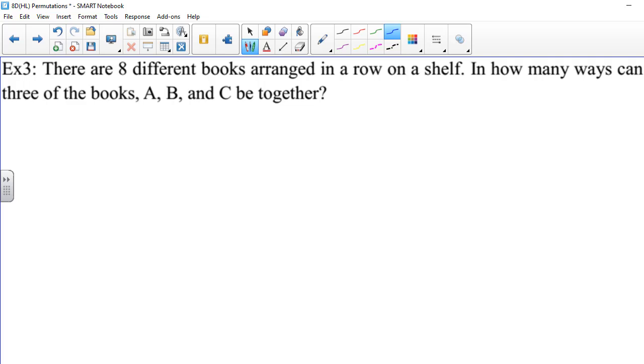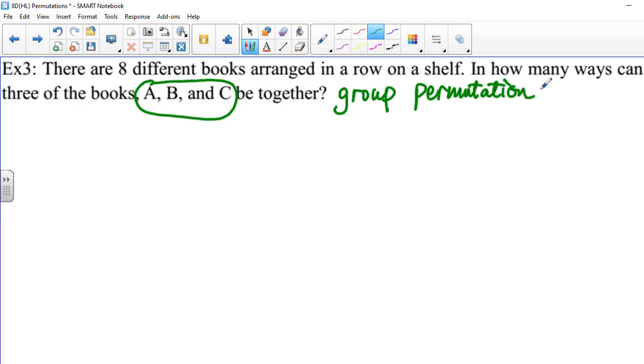Let's look at the last example. There are 8 different books arranged in a row on a shelf. In how many ways, in how many permutations, can 3 of the books A, B, and C be together? This is a very classic permutation. Some objects have to be placed together. So like this example, A, B, C, those 3 books have to be arranged together. This question is also called a group permutation problem. A, B, C, they have to form a small group themselves.